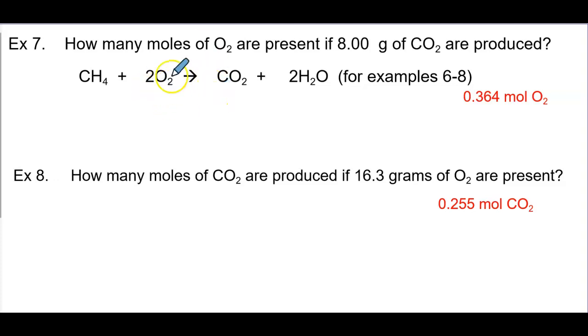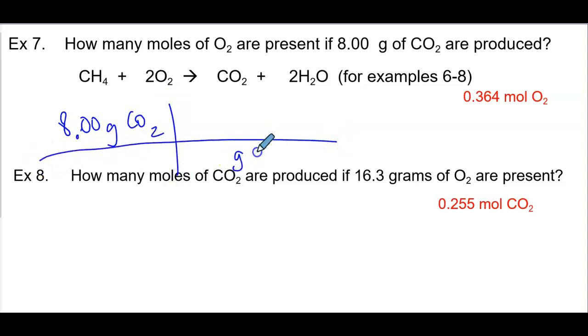Okay, let's try number 7. We have 8.00 grams of CO2. Got to have grams of CO2 here to cancel. How do I get grams? Periodic table. So let's try 12.01 plus 32, which is 44.01.